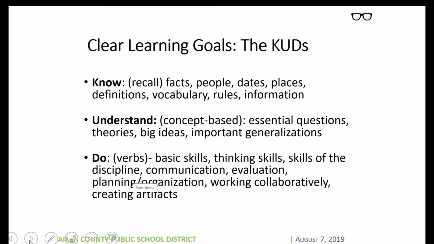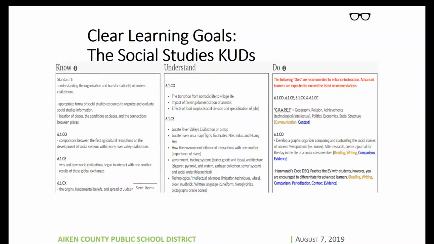And then finally, our D is for do. Here's where we find our verbs. We want kids to be able to show us that they understand and that they know what the concept is. So we're going to see basic skills here, thinking skills, skills in the discipline, communication, evaluation, planning, organization, collaborative projects, creating artifacts. All of our action is going to be in our do. And here on Rubicon, you can see how they are nicely organized into three columns, know, understand, and do.